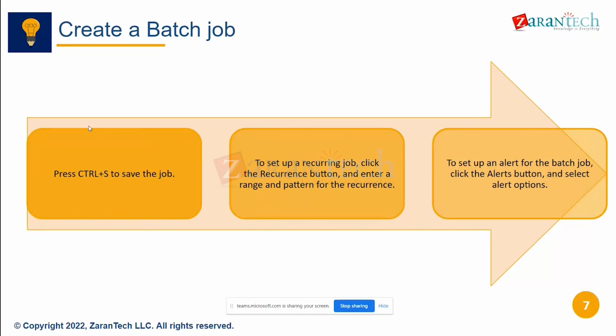I told you, once you create the batch job, you need to save the job. I showed you the options. You can directly click on that option, or you can press Control S, so that the job will be saved. It won't ask you on which file manager location you want to save the job. Directly it will save in your metadata repository or repository metadata table.